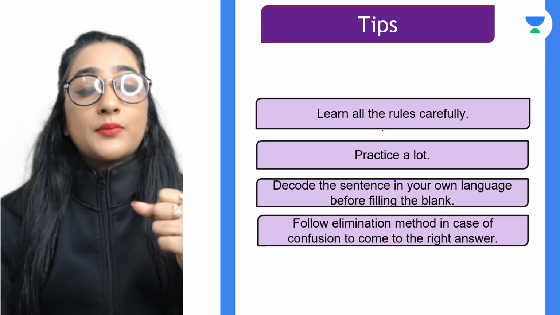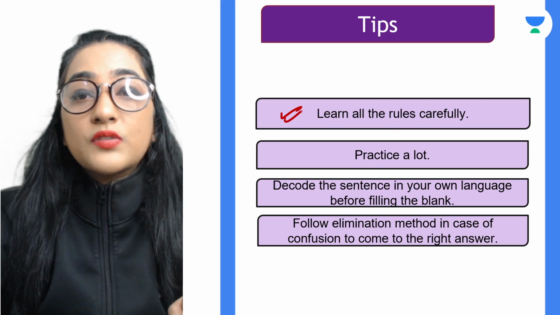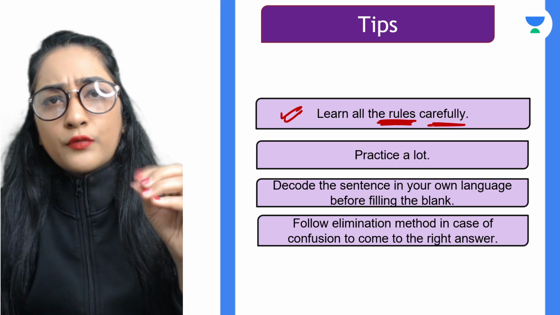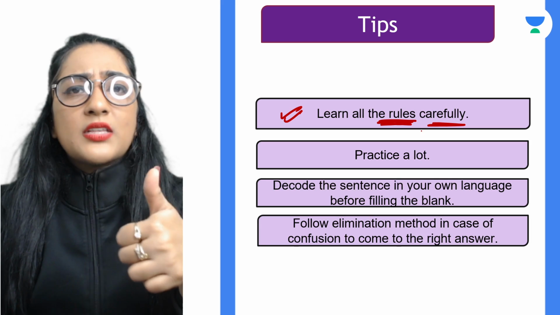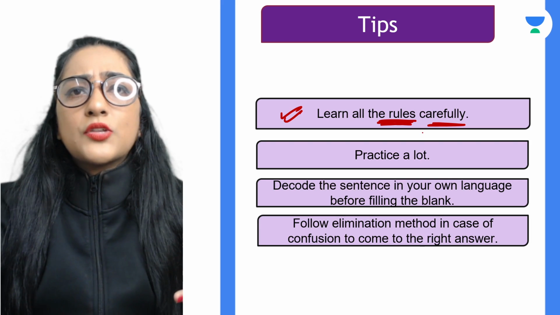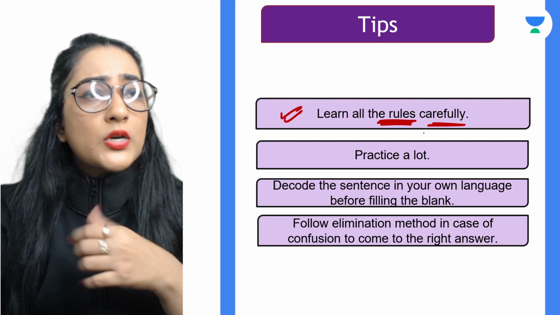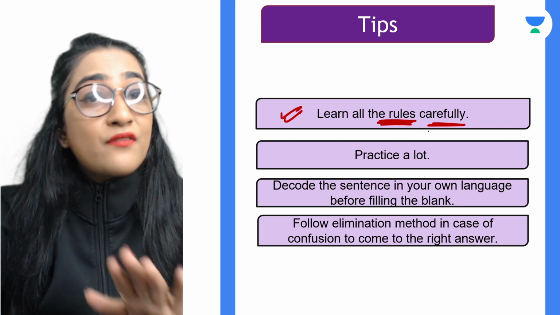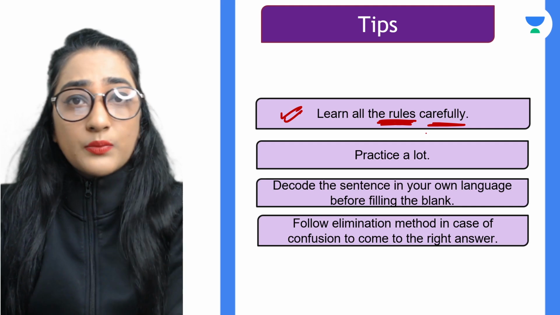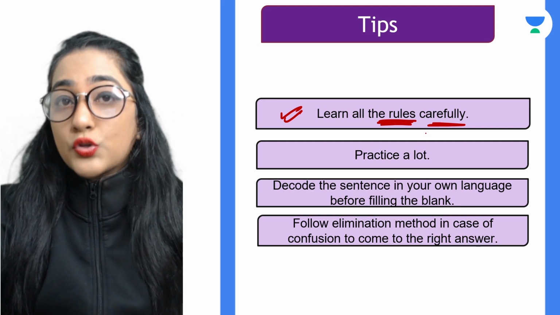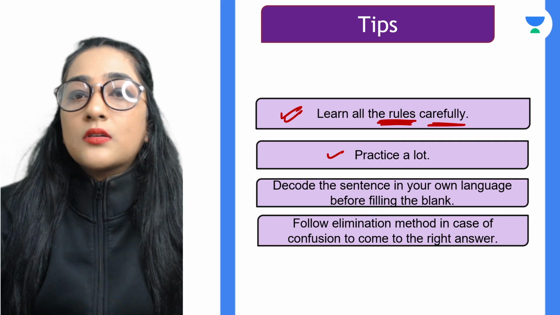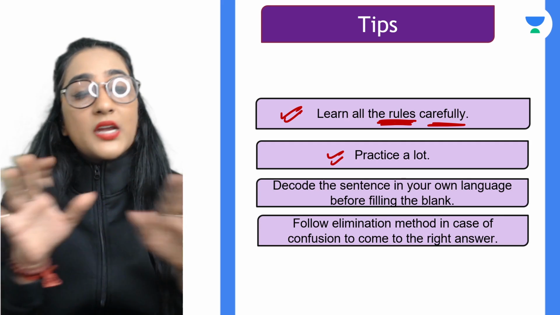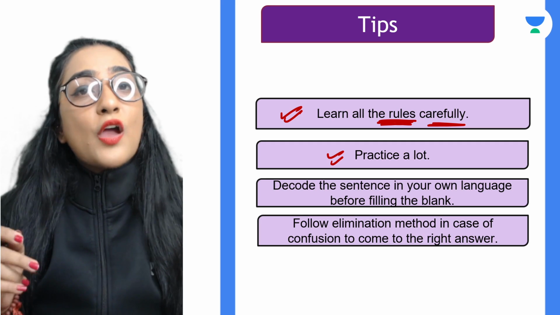So these are the tips. Learn all the rules very carefully. This is very important, guys. All the rules must be clear to all of you. Tenses, you should know which tense is being asked. Like what is the sentence structure of present perfect continuous tense, what is the sentence structure of past tense, where do we use past perfect tense. Everything must be clear to all of you. I have taken up these sessions, guys. Make sure you are watching those sessions. Then practice a lot. Don't think that just knowing the rules is enough. That is never going to be enough. You have to practice a lot.